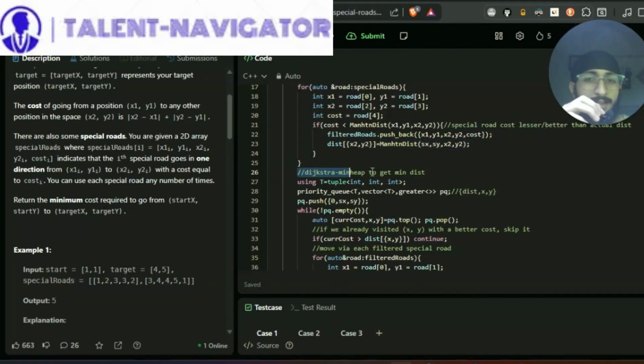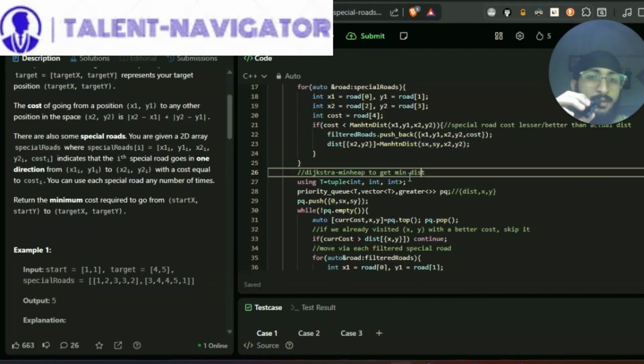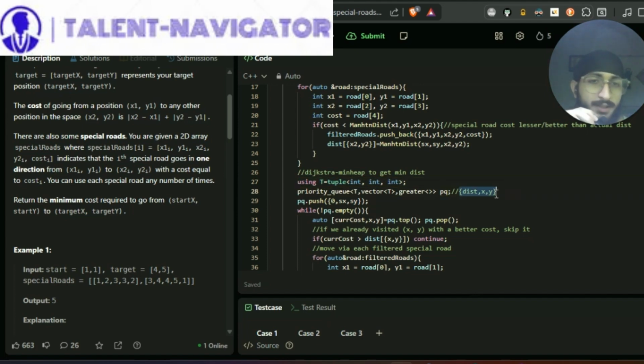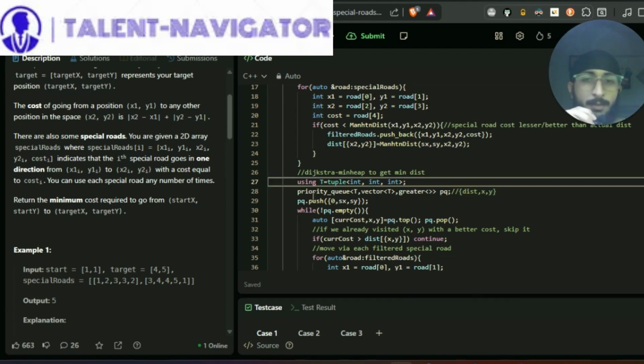Now finally we start the Dijkstra's algorithm. So min heap is used to get the minimum distance. So using t as a tuple of ints, this would be storing in the priority queue. T is basically an alias name that I've used. So distance, x and y coordinates it will be storing, and priority queue is basically used for minimum heaps. That is why we have used the greater element here. So priority queue of t comma vector of t and greater of this.